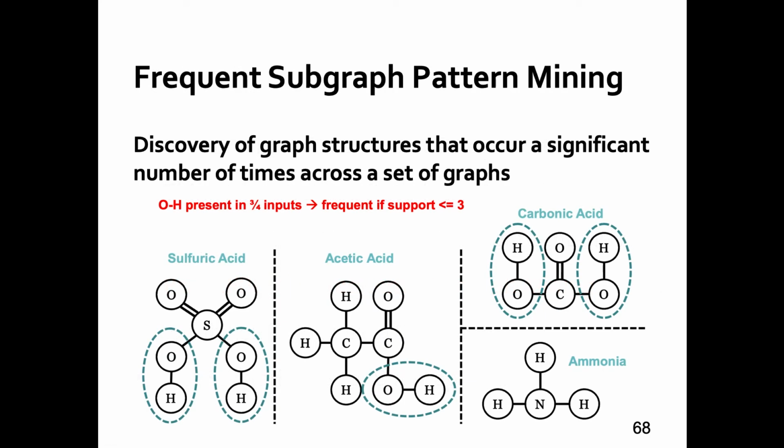The graph mining problem we consider here is frequent subgraph pattern mining. This problem is illustrated by this slide. Here, we have a graph database of 4 chemical compounds, and pattern OH appears in 3 of them. So if we require a pattern to appear in at least 3/4 of the graph transactions, OH will be considered as a frequent subgraph pattern.